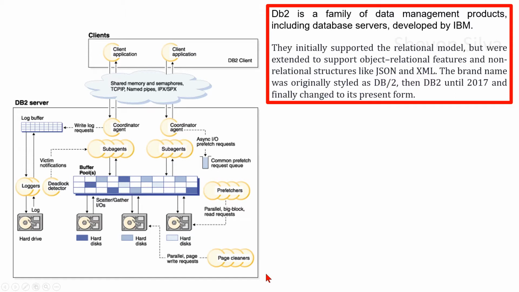DB2 is a family of data management products including database servers developed by IBM. They initially supported the relational model but were extended to support object relational features and non-relational structures like JSON and XML. The brand name was originally styled as DB4/2, then DB2 until 2017, and finally changed to its present form.